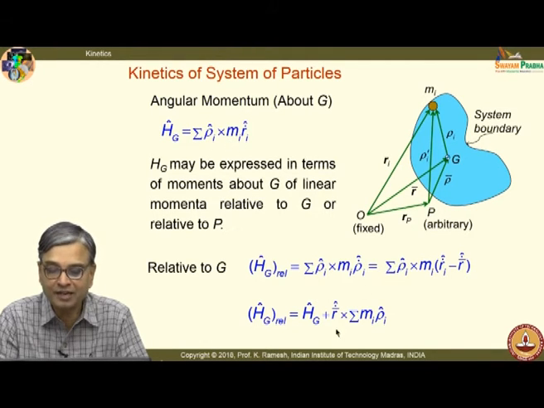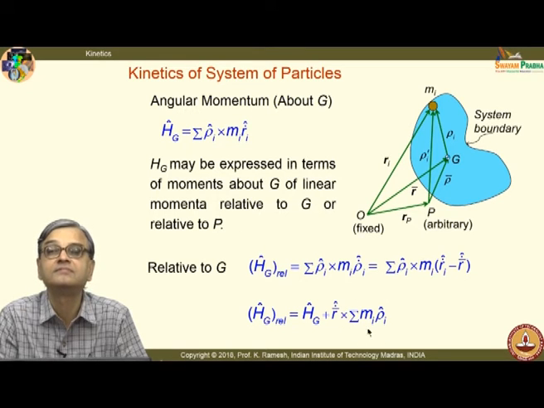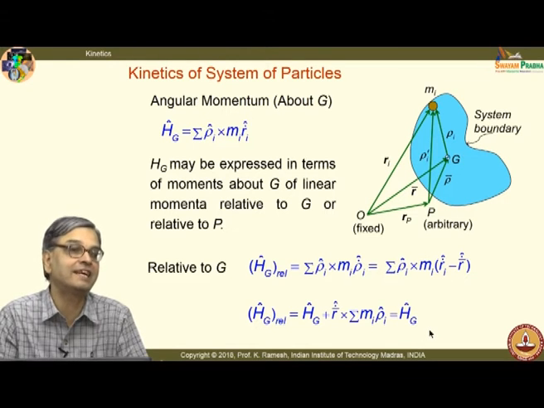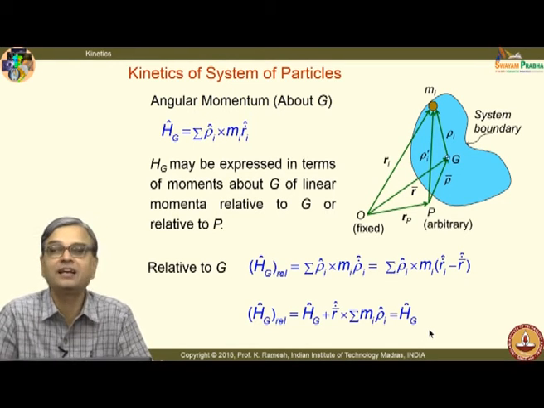Can you see something interesting here? What is the value of this term? I have a mass point. So, I have summation of mi rho i becomes what? That goes to 0. So, you have a very important relation. Hg rel is same as Hg. That is the identity you get. It is a very interesting identity.